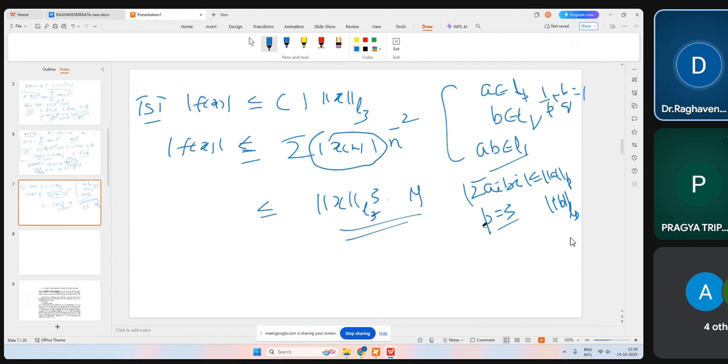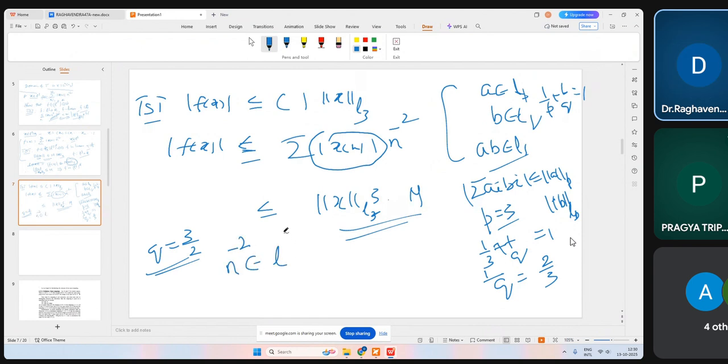That means what should q be? So it is 1 by 3 plus 1 by q equal to 1. So what is q? Quickly tell me. 2 by 3, sir. 2 by 3 is 1 by q, no? So q is 3 by 2. So you have to show that n raised to minus 2 is in L of 3 by 2. Show it.